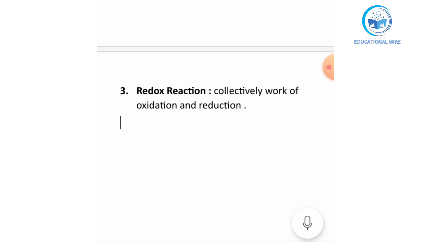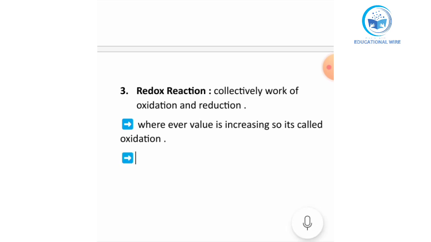Now here are some key points that we have to remember. The first key point is that wherever the value is increasing, it's called oxidation.